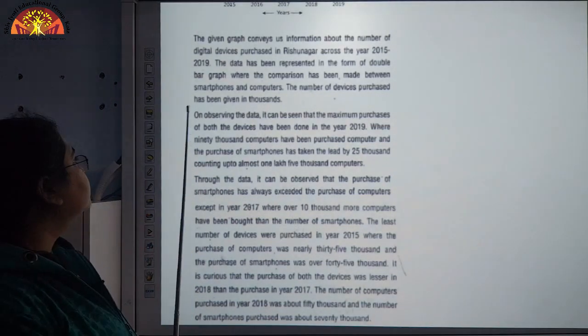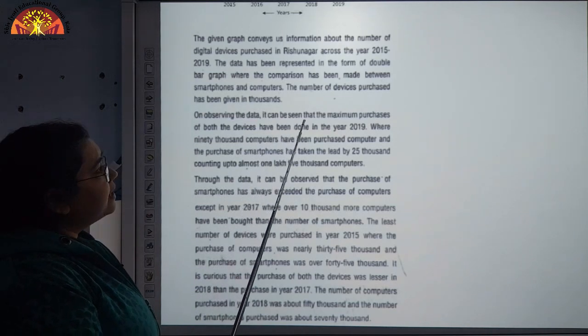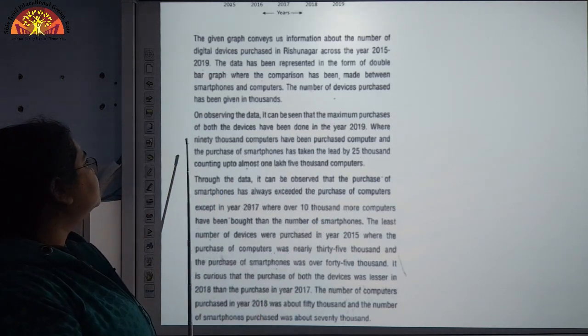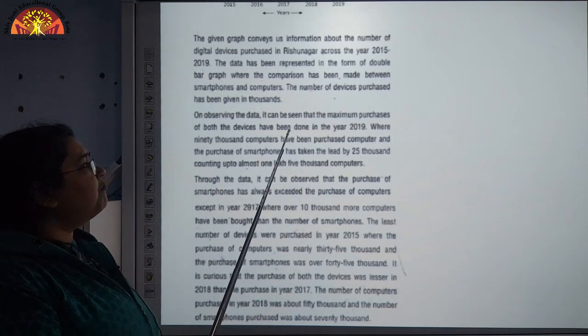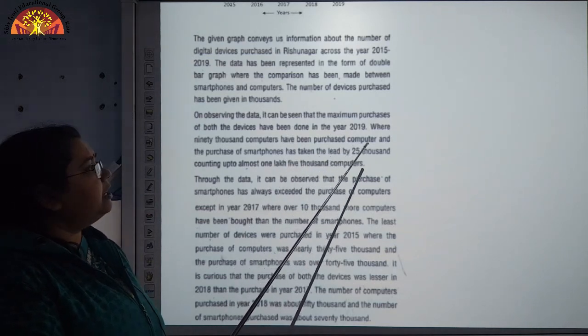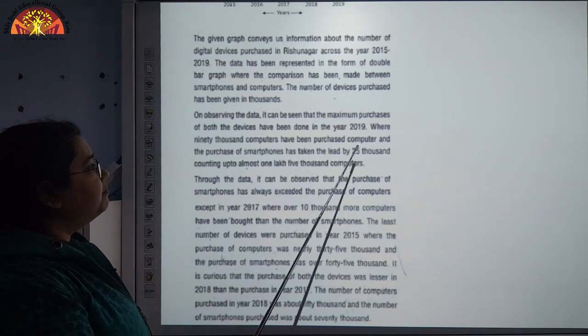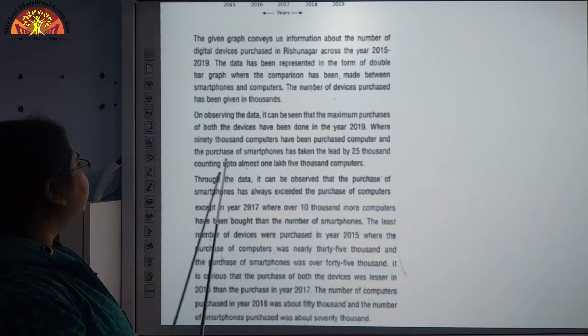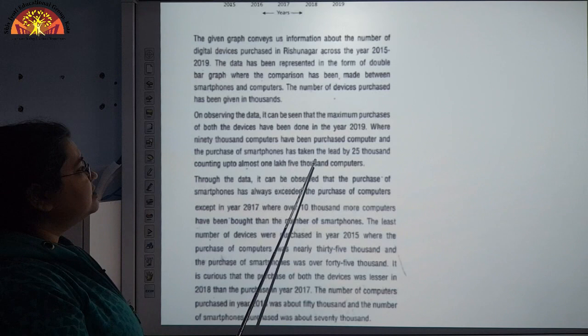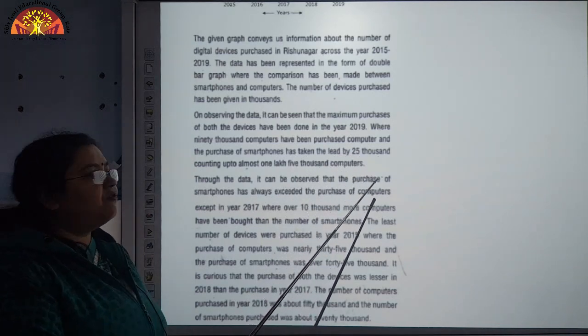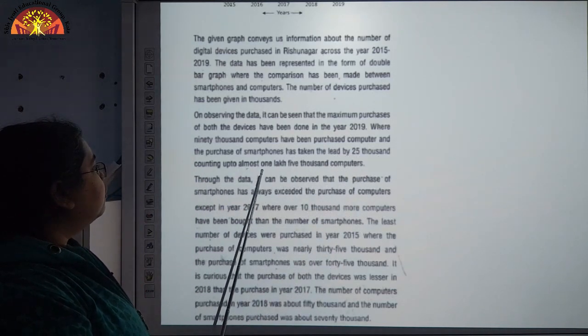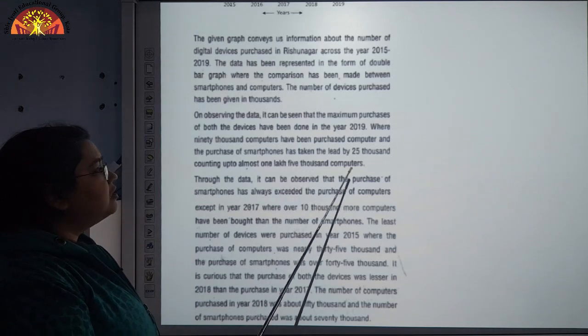Now, on observing the data, it can be seen that maximum purchases of both the devices have been done in the year 2019, where 19,000 computers have been purchased, and the purchase of smartphones has taken the lead by 25,000, counting upon almost 1,05,000 computers.